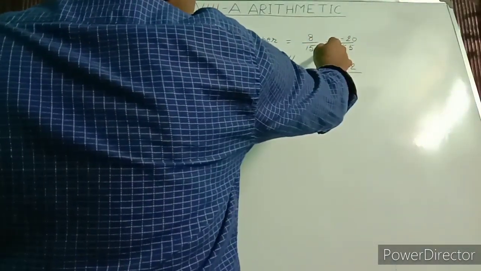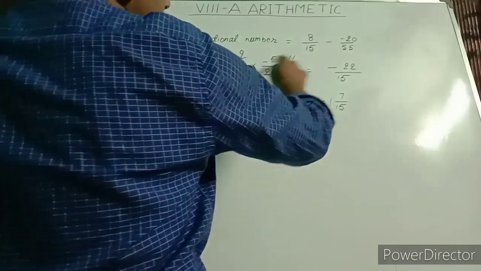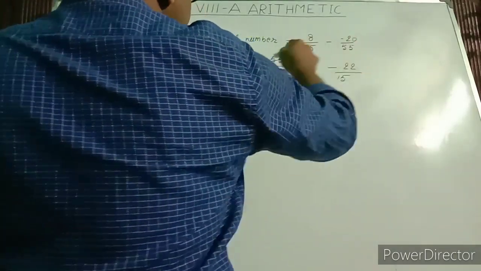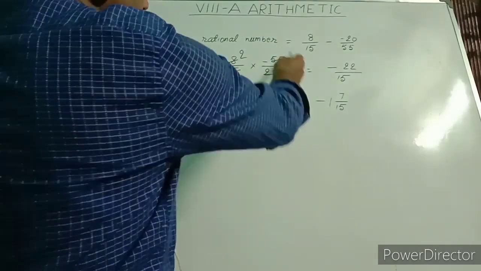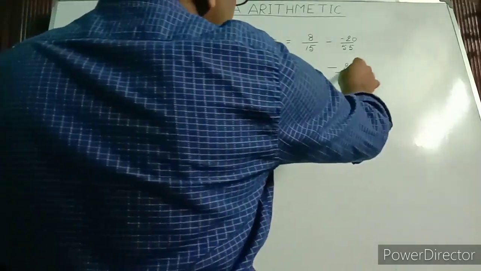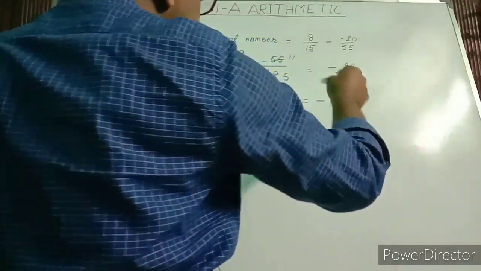If we change this to multiplication, we have to write the reciprocal of this. 55 will go up, 20 will come down, and the minus sign will come with 55. So it is cancelled, and the simplified form became minus 22 by 15. Changing that to a mixed fraction, it is equal to minus 1 and 7 by 15.